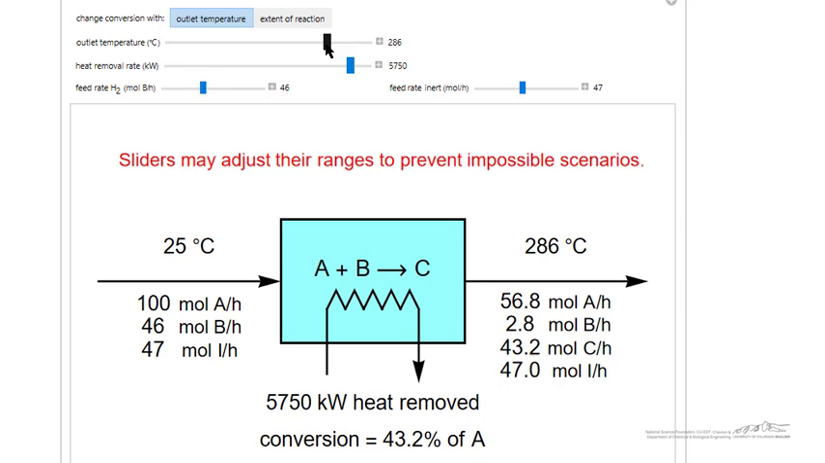So the other option is we can set the outlet temperature. Now the slider is outlet temperature, and then we can adjust the heat removal rate, and what that's going to do is change the conversion because we fixed the outlet temperature. So the idea of the simulation is strictly to help us carry out mass and energy balances for this system.